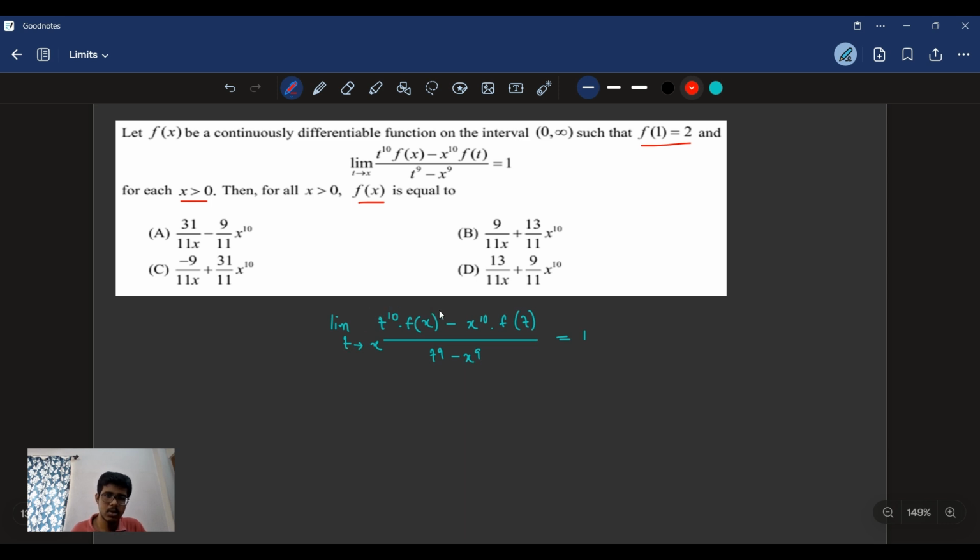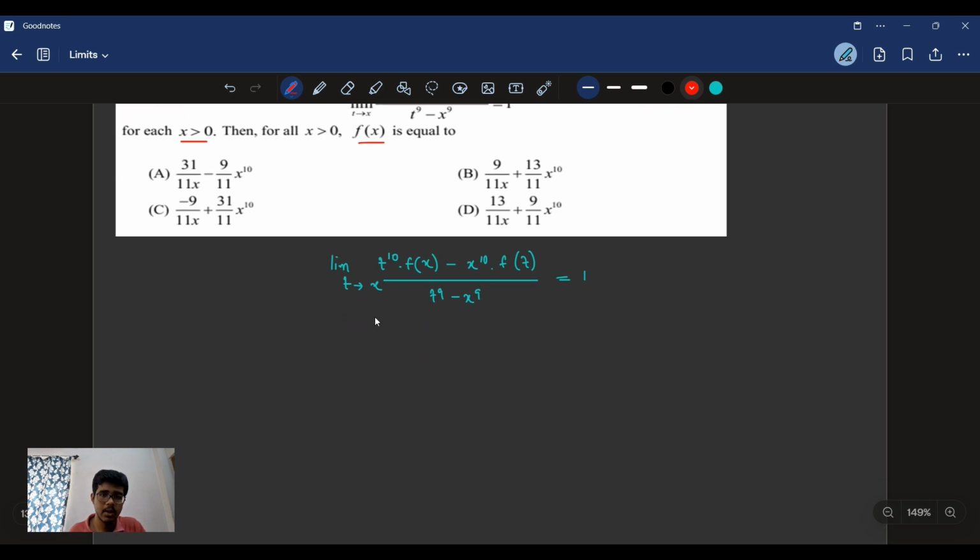Okay, now if I look at this particular limit, my first observation here is that the variable is basically t, not x. Since t is tending towards x, the function f(x) in the first part, x to the power 10 in the second part, and x to the power 9 in the denominator are basically constants. Okay, so let's move on.